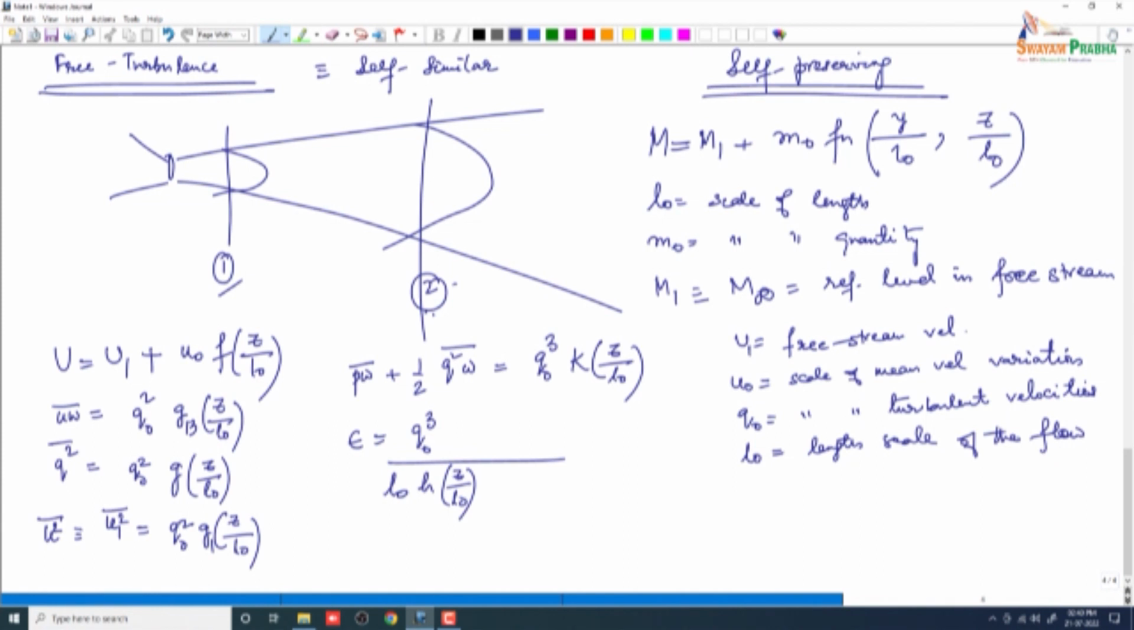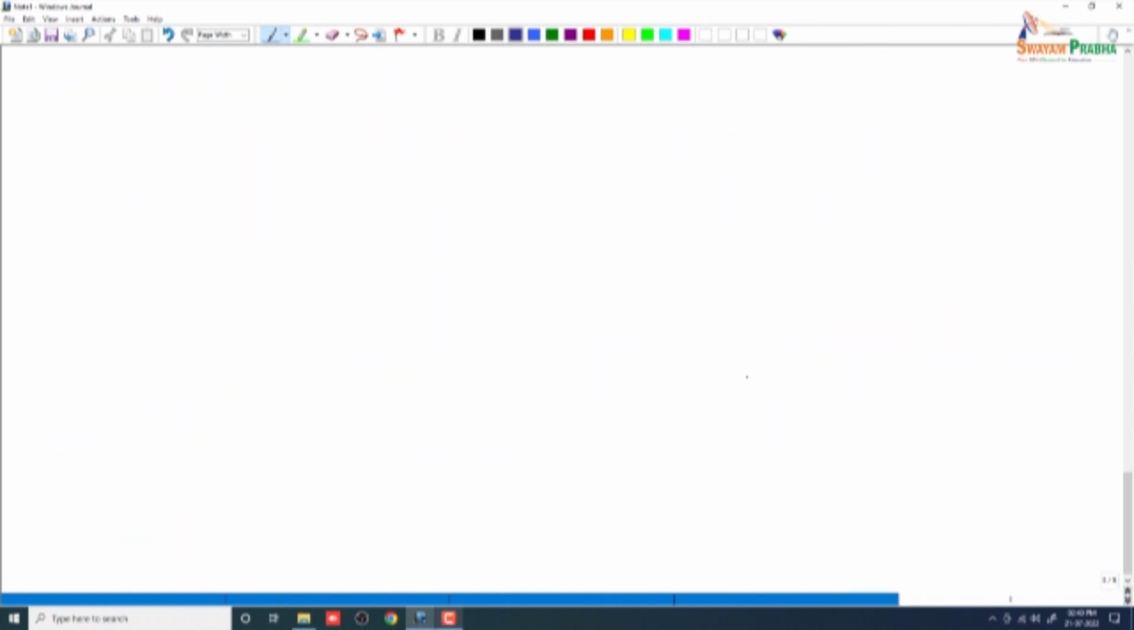So now I think our work is cut out. So we have written down a self-preserving flow, right? What does that mean? Okay. So this is our. Let's write down the momentum equation as we know it. Dx, right?